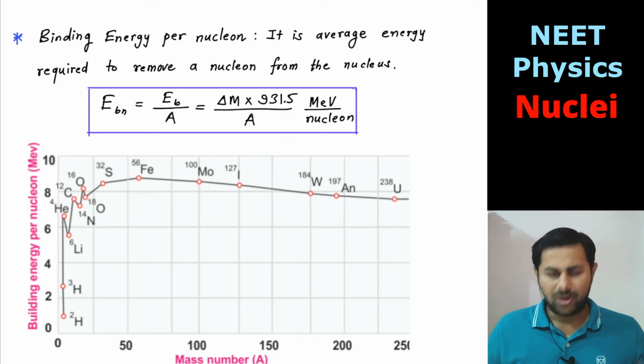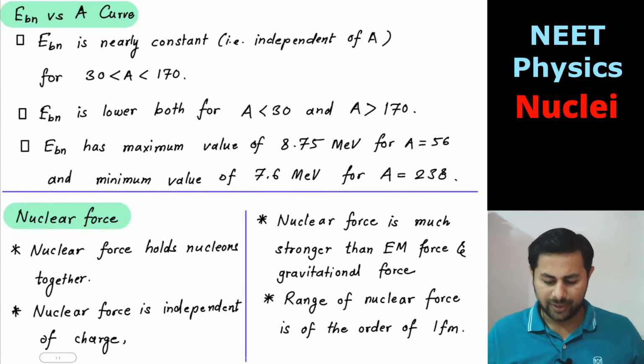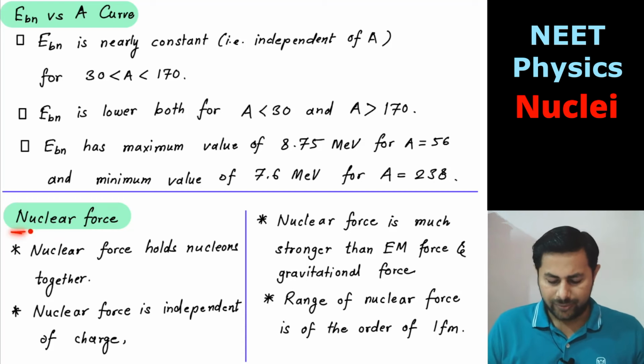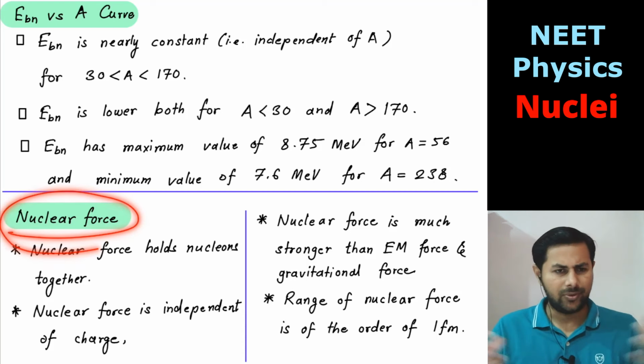So all nuclei tend to achieve stability. They want to achieve stability, and that's why these nuclear reactions happen. They want to increase their binding energy per nucleon, EBN. This thing is clear? Okay, good. Now let's talk about a force which binds these nucleons together.